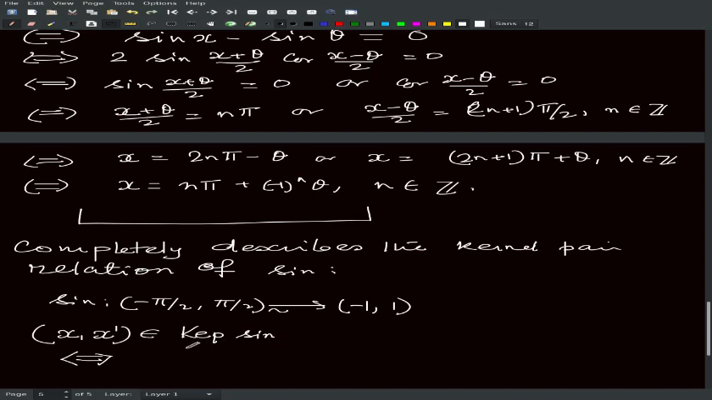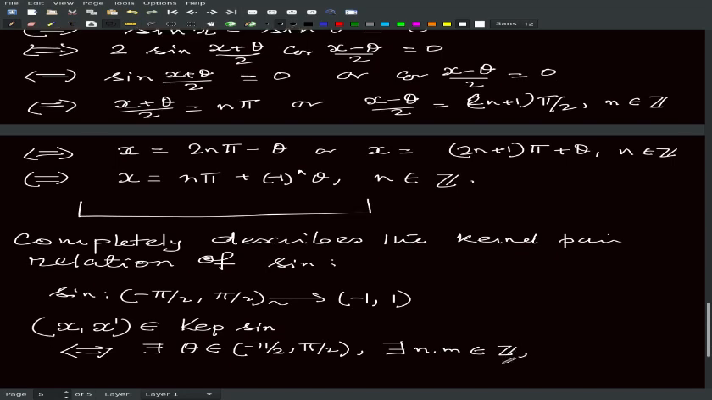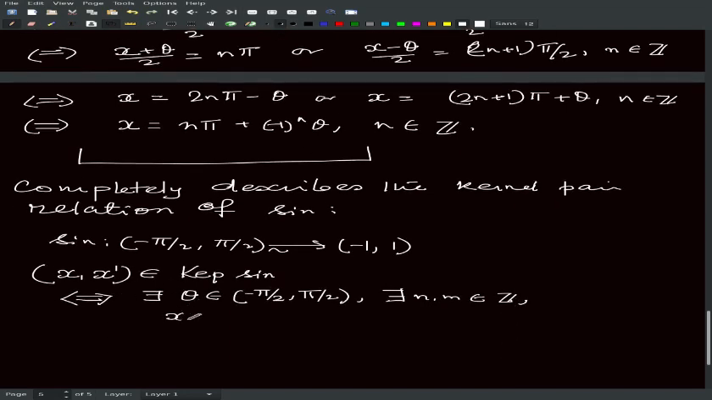there exists a theta between minus pi by 2 and pi by 2, and some n and m in Z, such that x is n pi plus minus 1 to the power n theta, and x prime is m pi plus minus 1 to the power m theta.